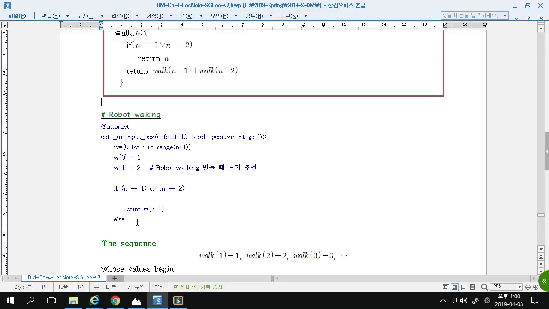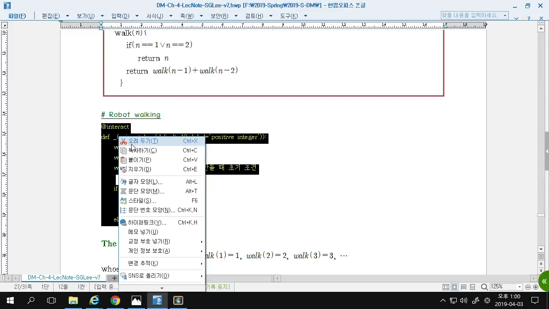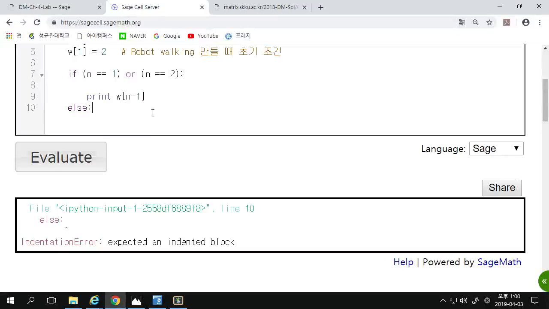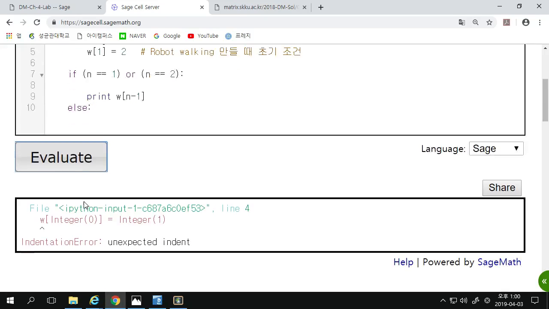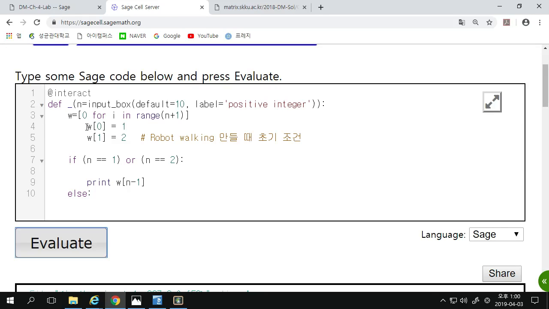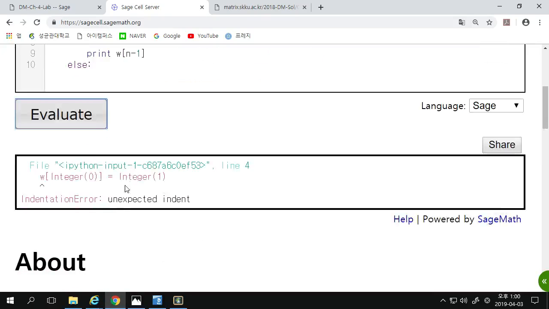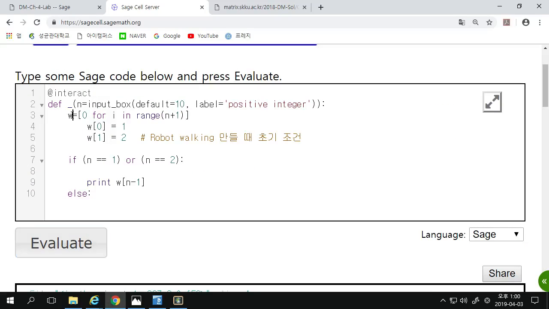Robot work in rect else. Copy. That's missing. Definition, define it, and work 0 for 1, 1 for 1. And it's 102, print. Line 4, 1, 2, 3, 4. Anyway, expected indent. This shouldn't be here.